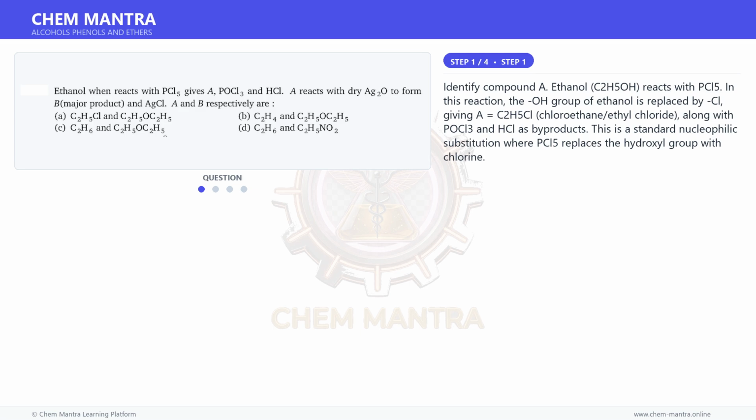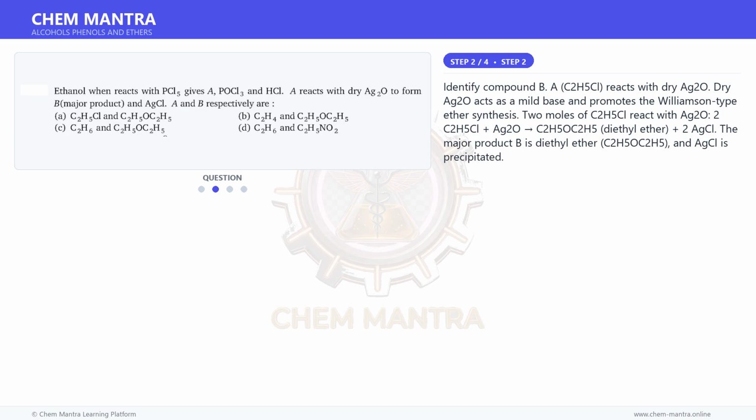Identify compound A. Ethanol, C2H5OH, reacts with PCl5. In this reaction, the OH group of ethanol is replaced by Cl, giving A = C2H5Cl, chloroethane or ethyl chloride, along with POCl3 and HCl as byproducts. This is a standard nucleophilic substitution where PCl5 replaces the hydroxyl group with chlorine. Moving on to the next step.